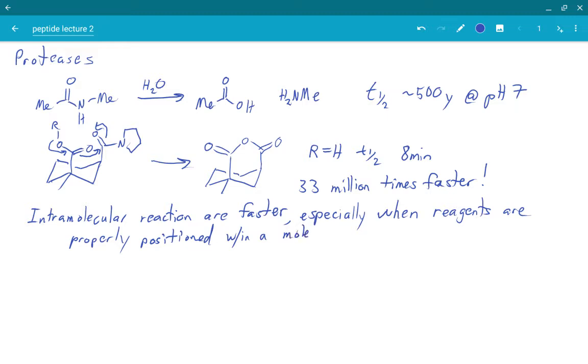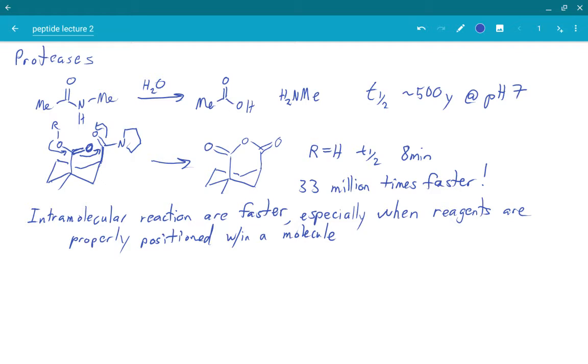Okay. So if you look at this hydrolysis that I've shown you, and build a model of this, the carboxylic acid, or this carbonyl, is located extremely close to this amide. Right? You put them both in an axial position. They're almost on top of each other. And so when you have this kind of highly organized structure, it becomes very easy for the reaction to occur.